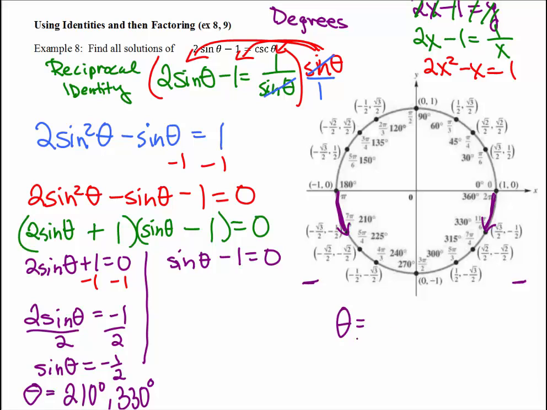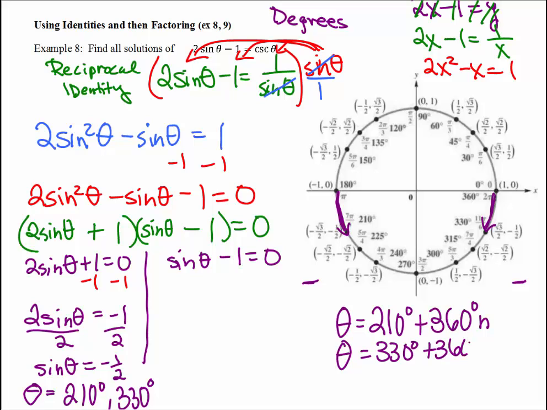So that would be theta is equal to 210 degrees plus 360 degrees times n, and also 330 degrees plus 360n. We also want to solve this linear equation, so we're going to add 1 to both sides here.